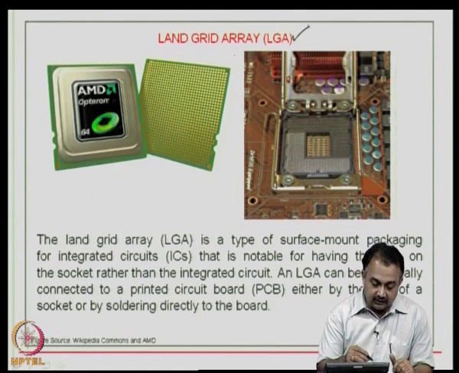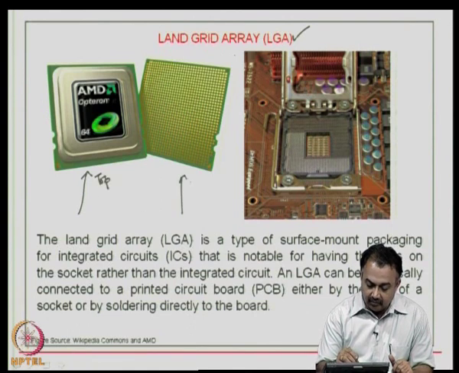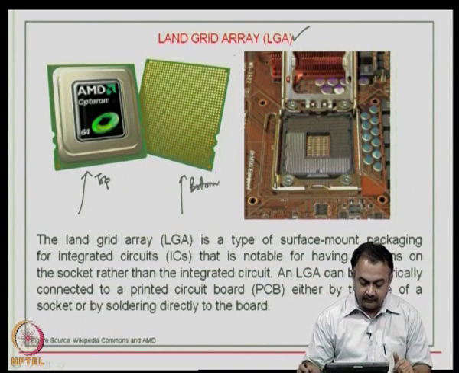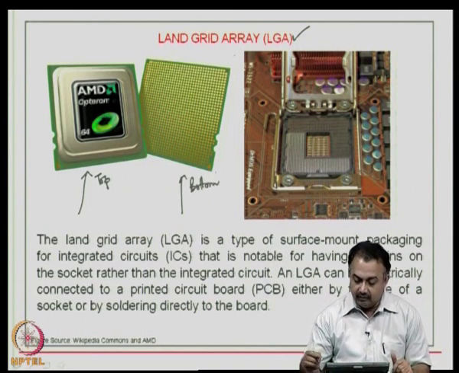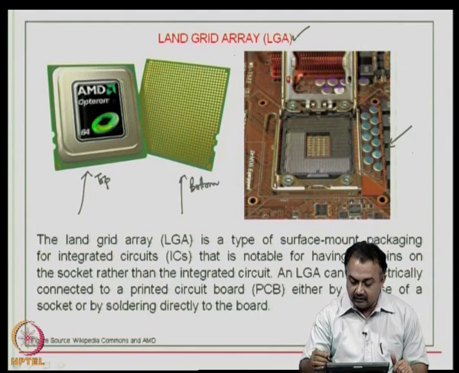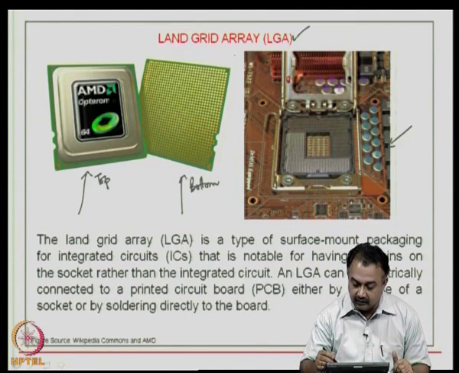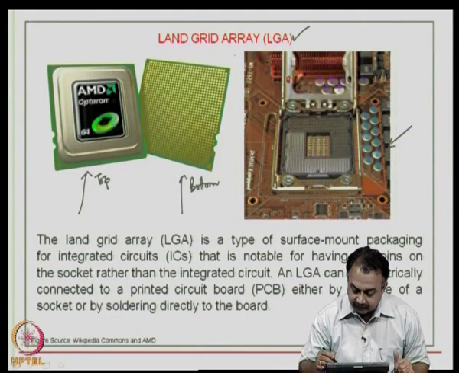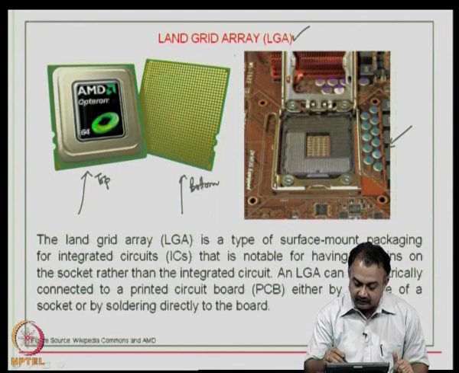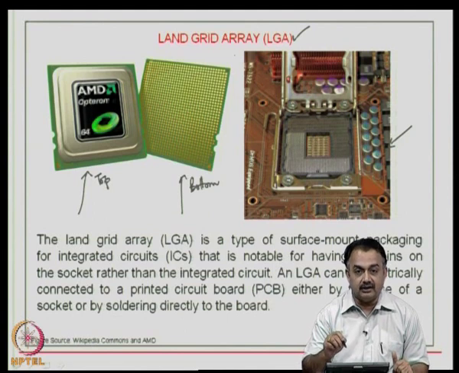So, if you look at this particular picture, this is the top of the package and this is the bottom side of the processor. Okay. Now, if you look at this particular picture here, there is a socket mounted on the printed wiring board or the motherboard as you call it in a desktop application. So, you can see here there is a socket that has got the pins.